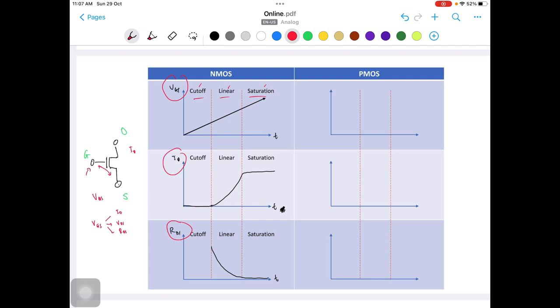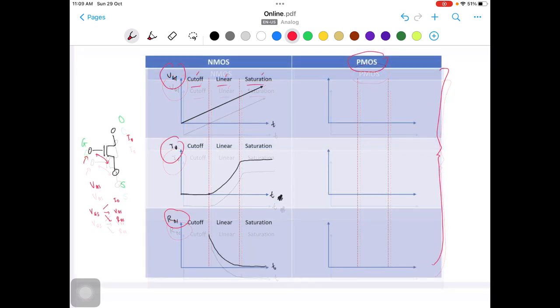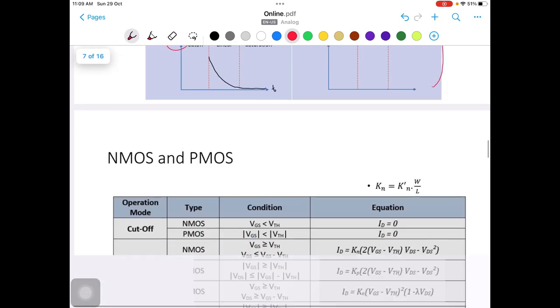So for your work, you need to identify this for the PMOS. As we know, PMOS is actually the inverse of the NMOS, so it should be inverted. I want you all to find it, so try to fill up this part. So let's move into the next slide.